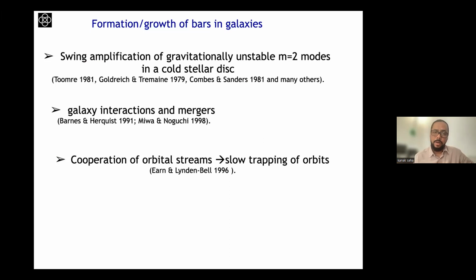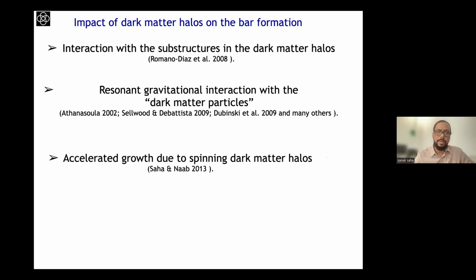There's also another very interesting mechanism, which I don't think has been tested a lot, with the cooperation of orbital streams, which is a classic paper by Arn and Lynden-Bell, 1996, showing the slow trapping of the bar orbits and growing a bar. For that, they have a certain kind of galactic potential which helps in trapping this.